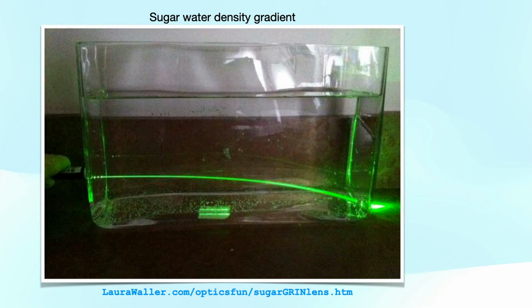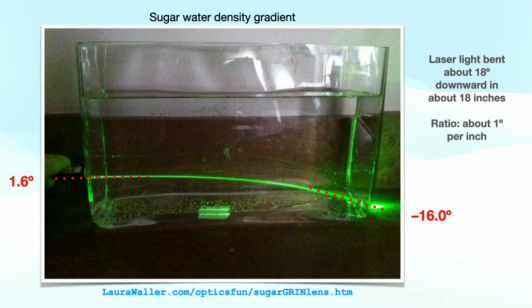Shining lasers through density gradients can illustrate this well, as shown here in this demonstration by Laura Waller with sugar water. She used an ingenious method. She made a thick slurry of sugar water, then froze it solid. She then put it at the bottom of a tank of water and allowed it to melt, producing a density gradient. We can estimate the angles of the beams as they enter and exit the tank. Here it turns out that the laser bent about 18 degrees and 18 inches by coincidence. We can make a nice ratio of 1 degree per inch, which isn't technically what's happening along the beam, it's just a ratio, so we can make comparisons.